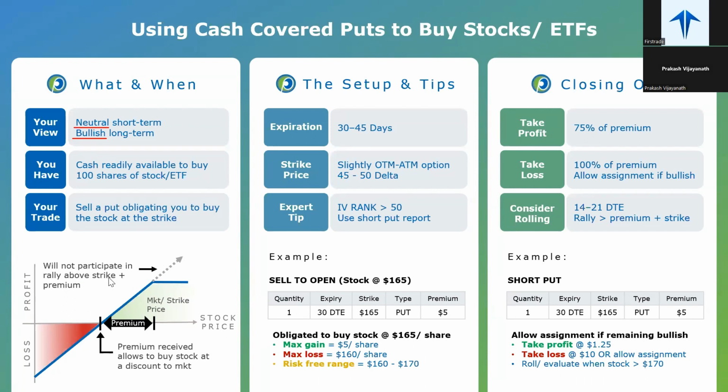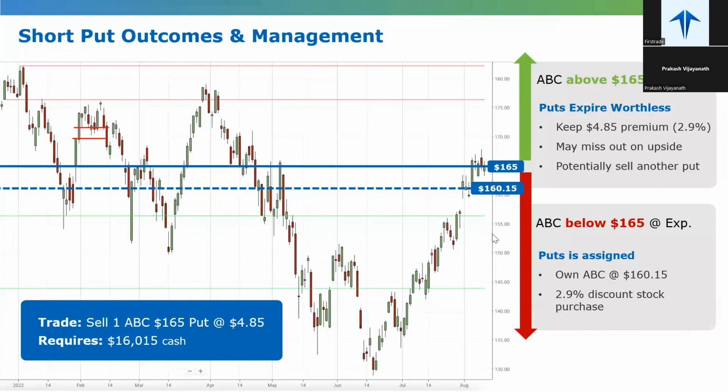However, you will not participate in a rally above the strike price or the premium. So what do I mean by that? Well, if you think about it in a different way, let's say you don't get assigned. If we go through our previous example here, and you receive $4.85, that means you actually have an effective risk-free range. Let's actually make it simple. Let's say we got $5 instead. Your effective risk-free range is between 170 and 160.